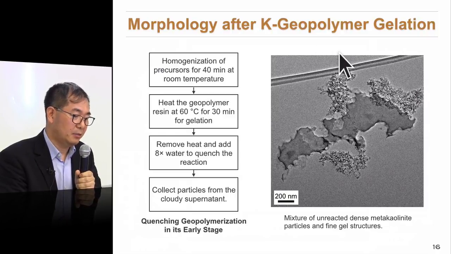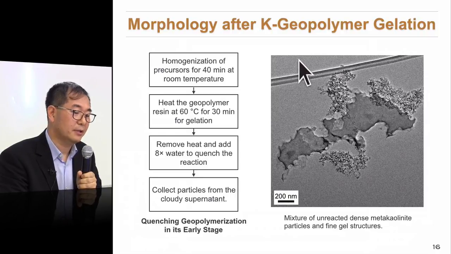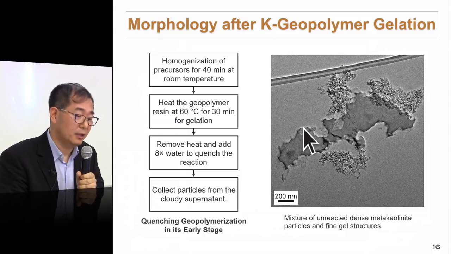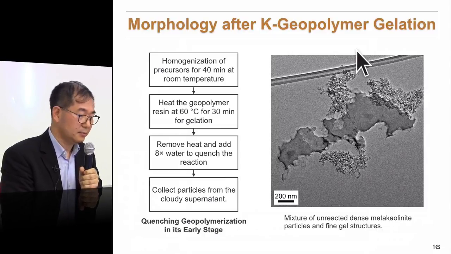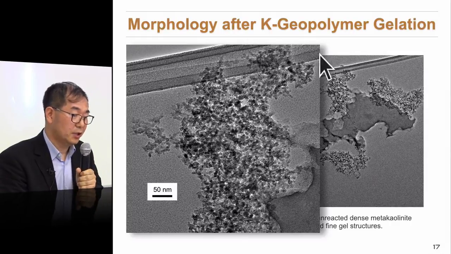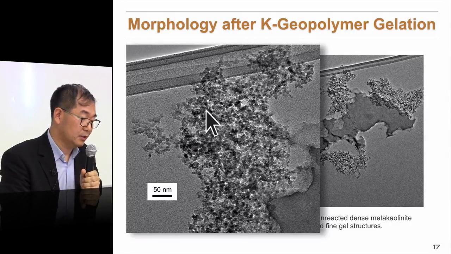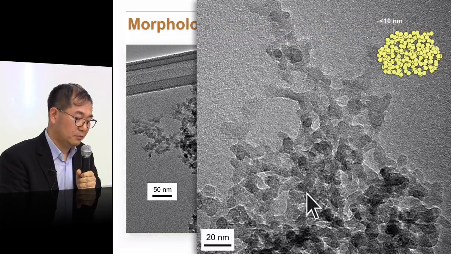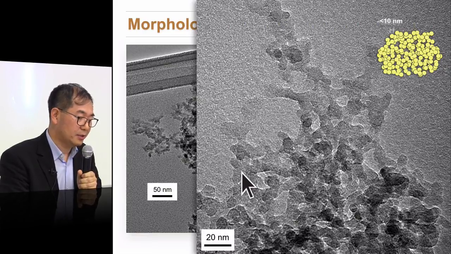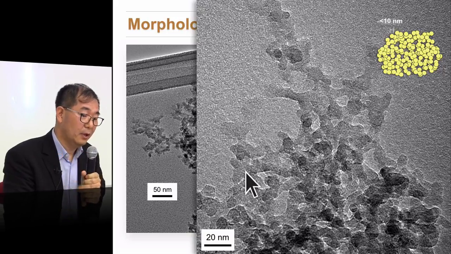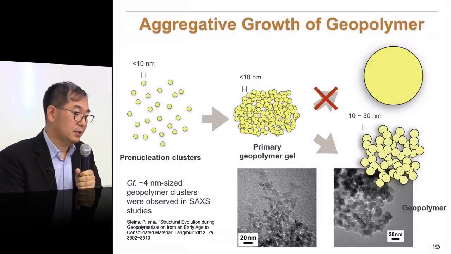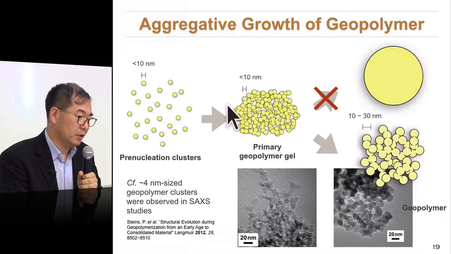This is the TEM image. What you see is the geopolymer-like material here, and this is the partly dissolved metakaolin. Metakaolin is here, and then we have this new material. You zoom in here, and what you end up seeing is a gel-like structure. Looking at it more closely, this is a 20 nanometer scale bar. The primary particle size is about 5 to 10 nanometers, much smaller than what you expect from the geopolymer final product. So this is what we concluded.